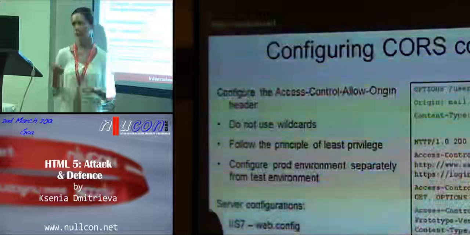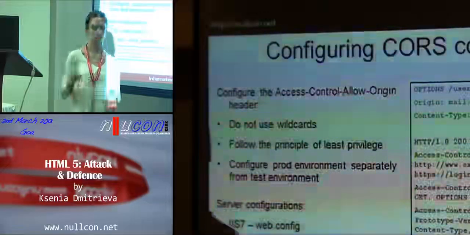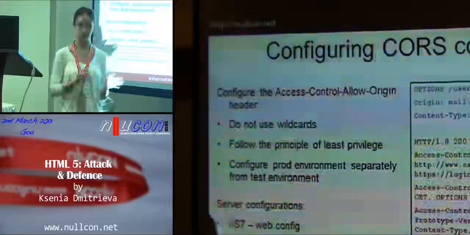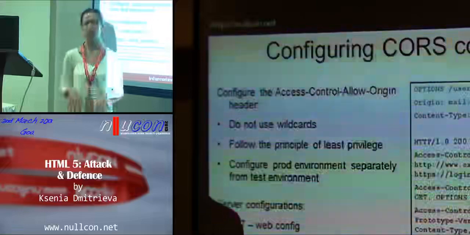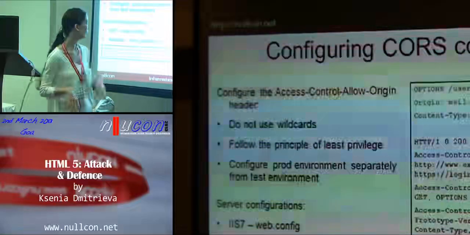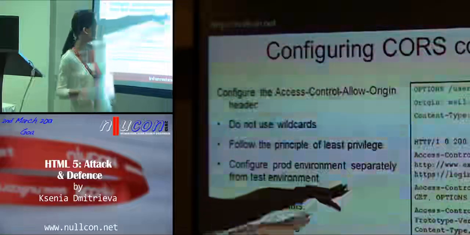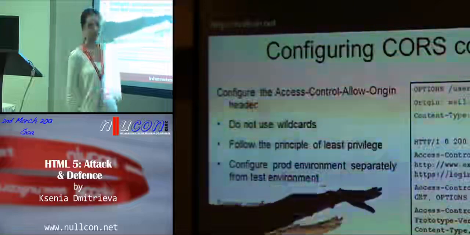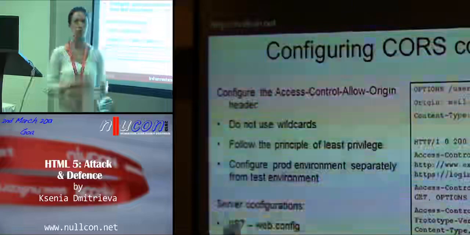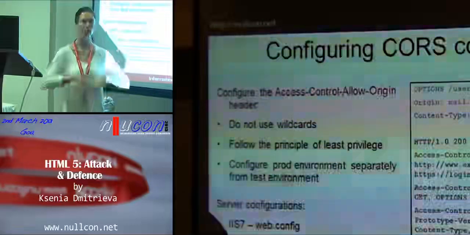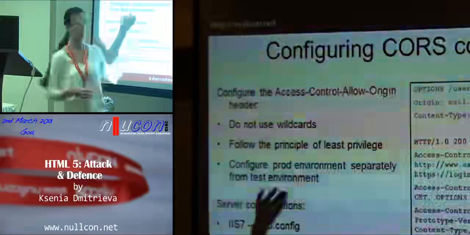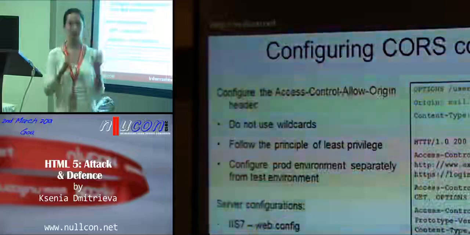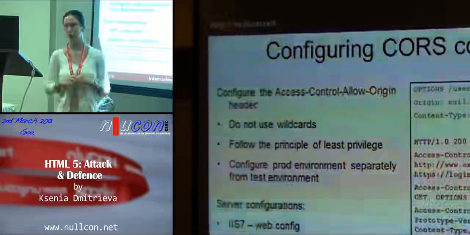So don't use wildcards, and follow the principle of least privilege, meaning that if you know that this website definitely needs access, then grant access. If you're not sure, like in this example, we specified www.example.com and then login.example.com. So we don't specify just *.example.com, saying that any subdomain on example.com can access it. Be very fine-grained and specify exactly which subdomains can get the information.